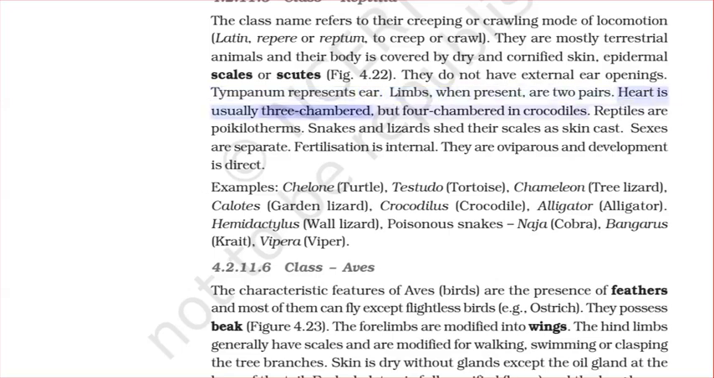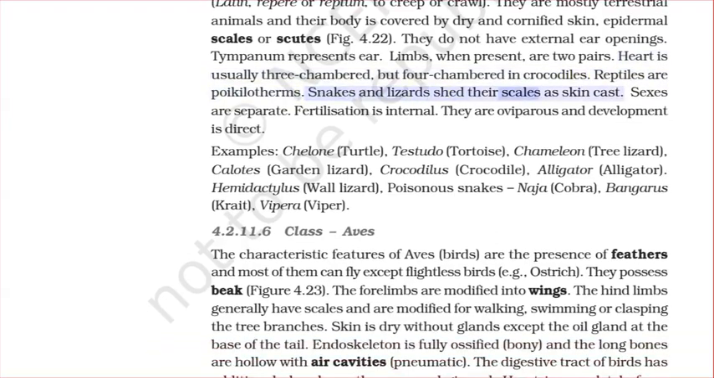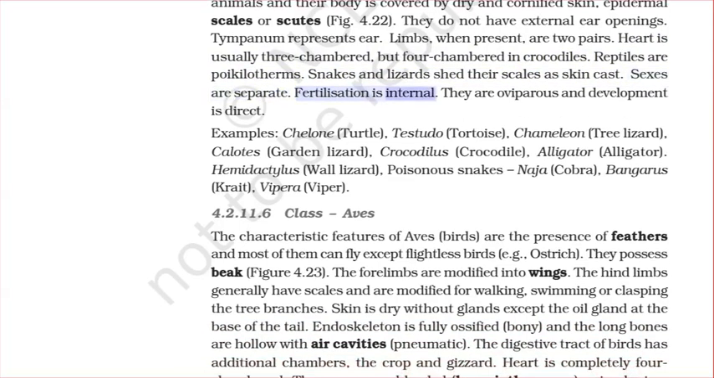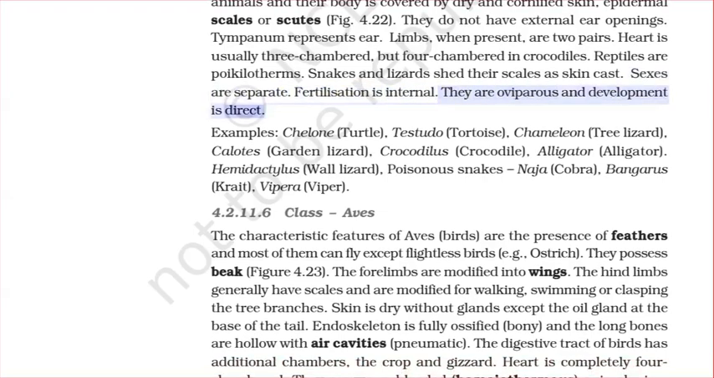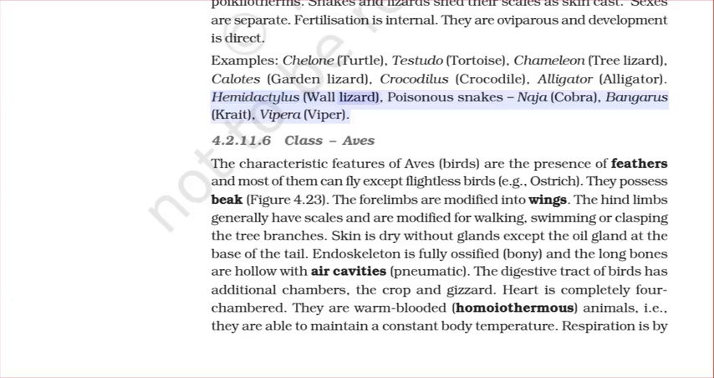The heart is usually three-chambered but four-chambered in crocodiles. Reptiles are poikilotherms. Snakes and lizards shed their scales as skin cast. Sexes are separate. Fertilization is internal. They are oviparous and development is direct. Examples: Chelone, turtle; Testudo, tortoise; Chameleon, tree lizard; Calotes, garden lizard; Crocodylus, crocodile; Alligator, alligator; Hemidactylus, wall lizard; poisonous snakes: Naja, cobra; Bungarus, krait; Vipera, viper.